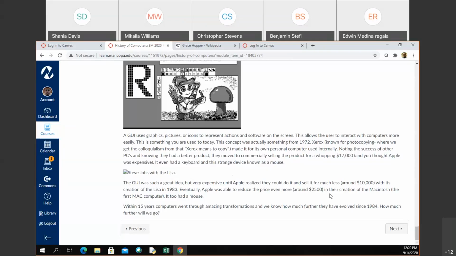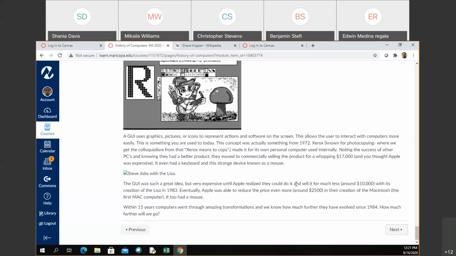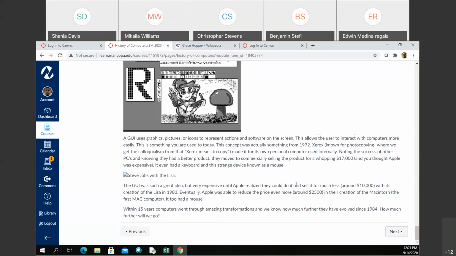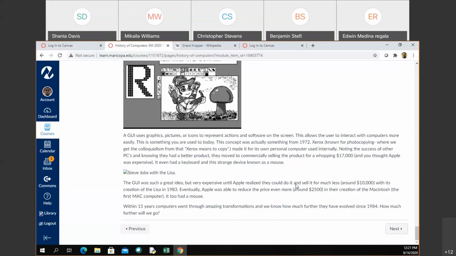So eventually they were like, you know what, we can sell this for even cheaper. And so for about 2,500, which is close to the same price that they still go for today, they created the last version of their computer, known as the Macintosh, which is where we get the term Mac from, just like the Apple, Macintosh Apple. So, yeah. If you go back and look through this, most of this all happened within 15 years.